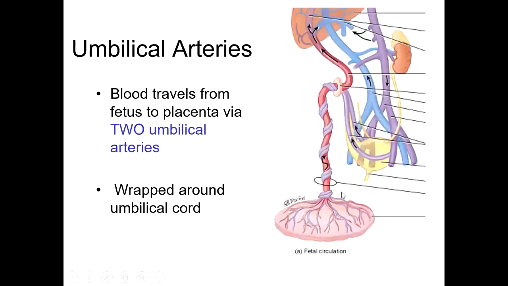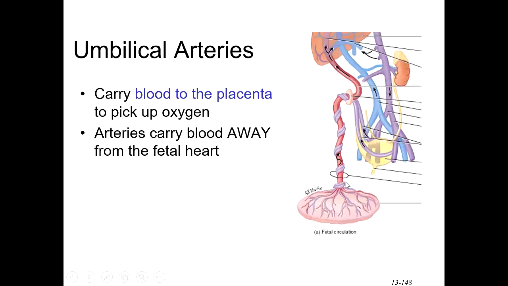So here, if we could picture this as the placenta where gas exchange is occurring through the tissues of the mother and the fetus, there are two umbilical arteries wrapped around the umbilical cord. Two umbilical arteries here. The umbilical arteries carry blood to the placenta, pick up oxygen. They're carrying blood away from the fetal heart. So it's away from the fetal heart to the placenta, pick up oxygen, and then one large umbilical vein brings that blood back to the fetus.